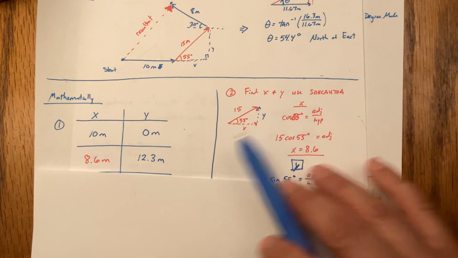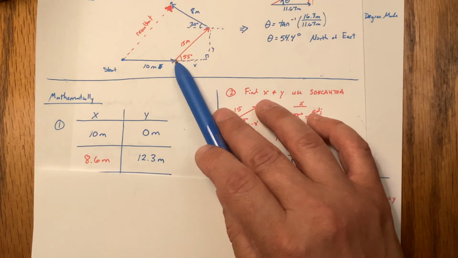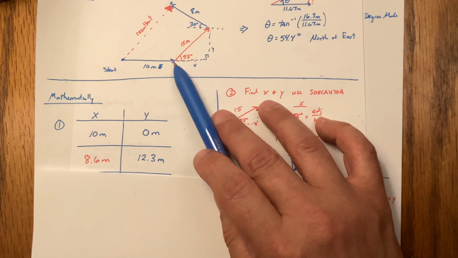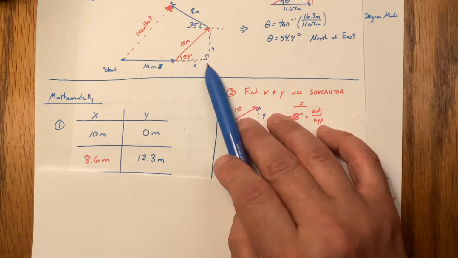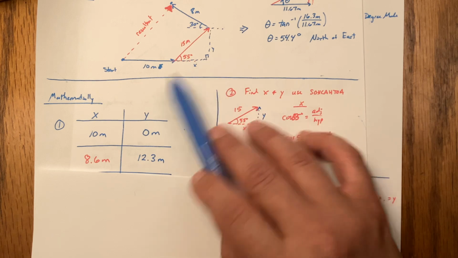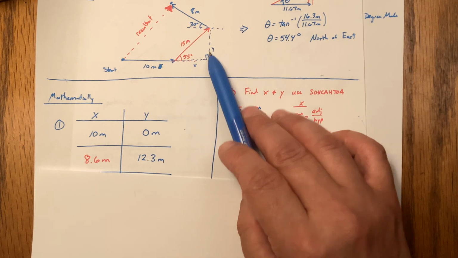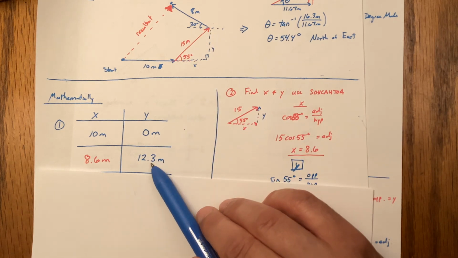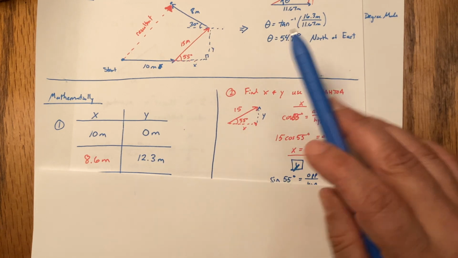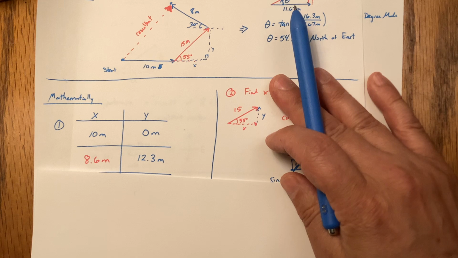I'm going to put those values in here. Now, I'm still looking at my directions here, so I know if it's positive or negative. This is still moving to the right, so it's still positive at 8.6. This is moving up, so it's still positive at 12.3, okay? Please pause the video if you have any questions on where those came from.